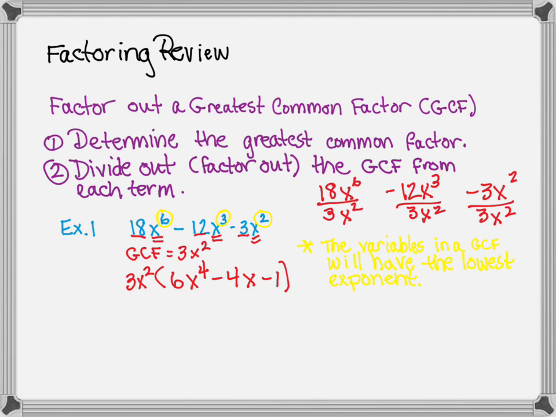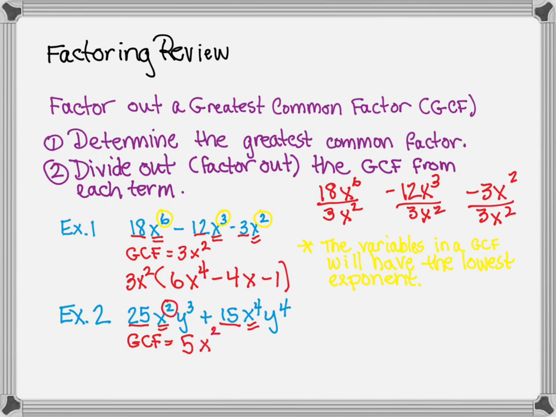Let's look at a second example. 25x squared y cubed plus 15x to the 4th y to the 4th. So let's determine our greatest common factor. If we look at the number terms, we have 25 and 15. The GCF of 25 and 15 is 5. They both have x terms, and the lowest exponent is 2, so 5x squared. They also both have y terms, and the lowest exponent on y is 3. So our greatest common factor is 5x squared y cubed.